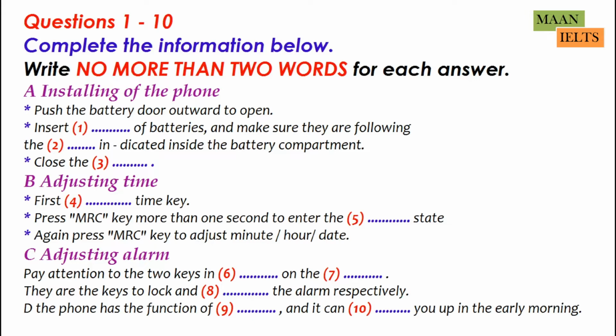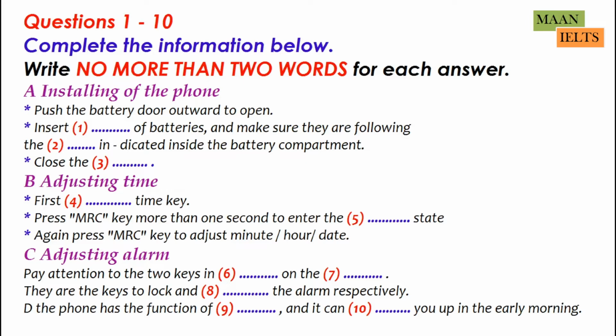I buy a new telephone. You read the instructions and I will install it, right? Sure. First, push the battery door outward to open and then insert two batteries, size AAA. Make sure they are following the polarity directions indicated inside the battery compartment. Finally, close the battery door. This is the first step.